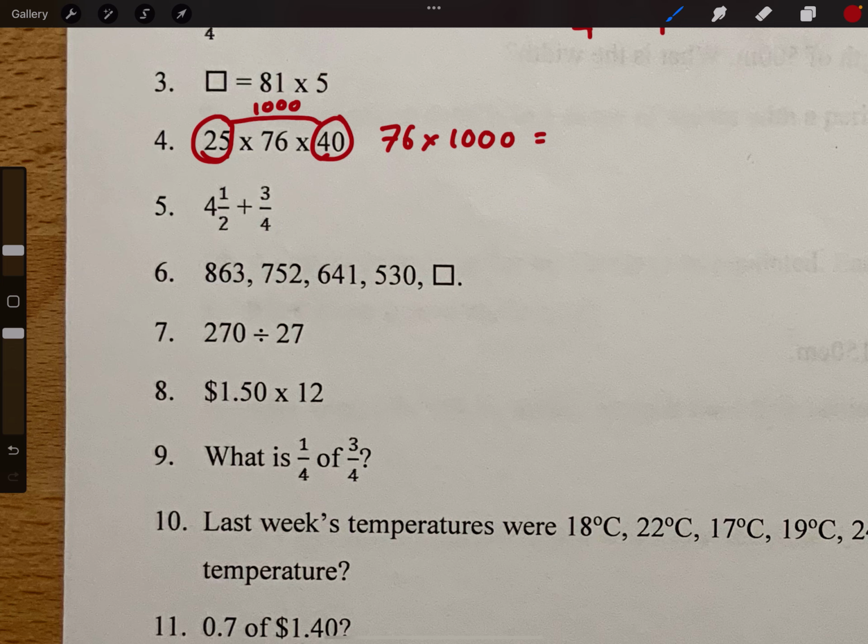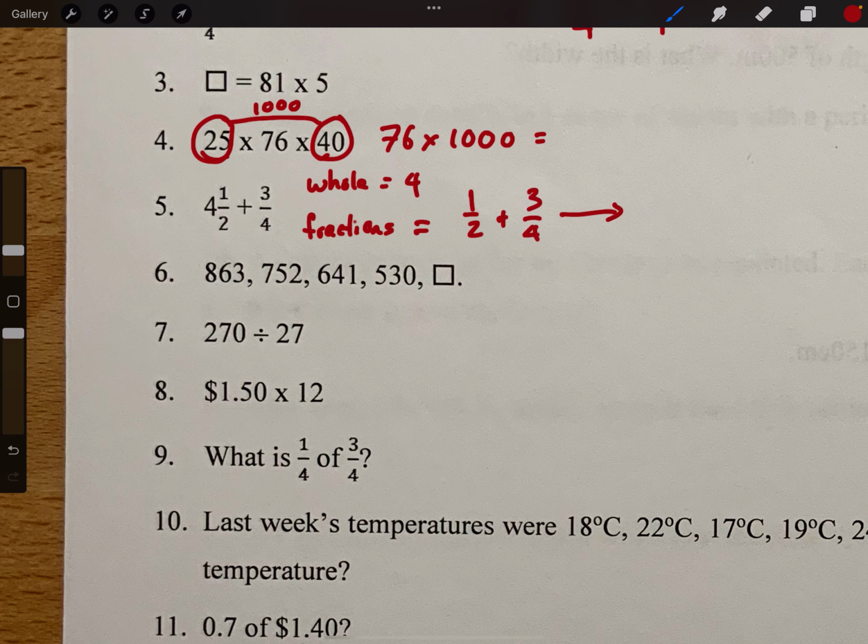Next question, you have 4.5 plus 3 over 4. Let's look at the whole numbers. 4 plus nothing, it's just 4. So the whole number we get is 4. Now let's look at the fractions. You've got a half plus 3 over 4.